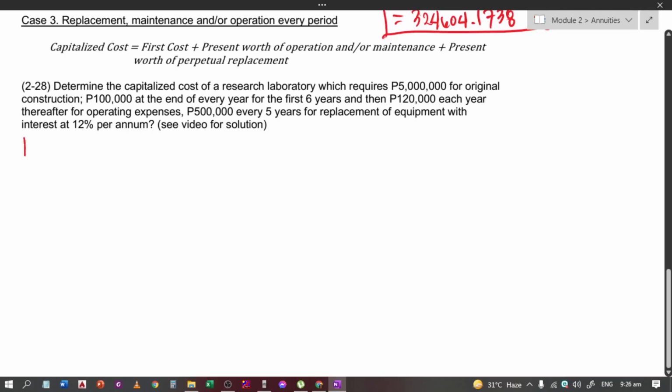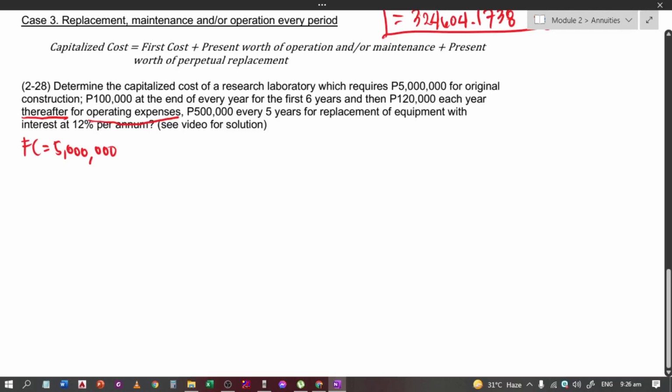What is our first cost? Our first cost here would be 5 million. Then, operating expenses. For operating expenses, we have 100,000 at the end of each year for the first years, and 120,000 each year thereafter. When we say thereafter, again, it is indefinite.